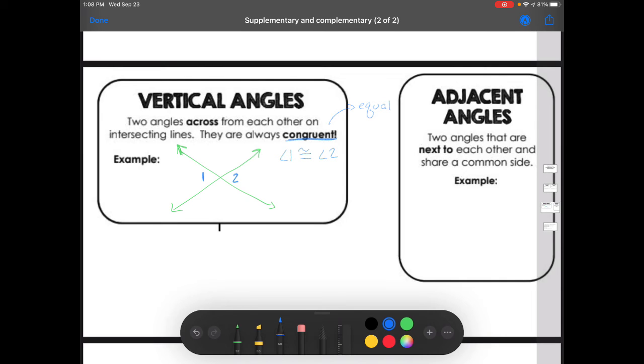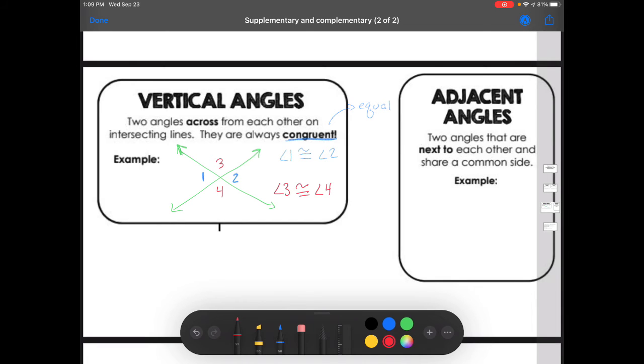So angle 1 and angle 2 will always be the same measure. They're across from each other. Same thing if I did 3 and 4 here. They are across from each other, so they will equal each other or be congruent to each other. Right? That's vertical. The other one I want to talk about is adjacent angles.